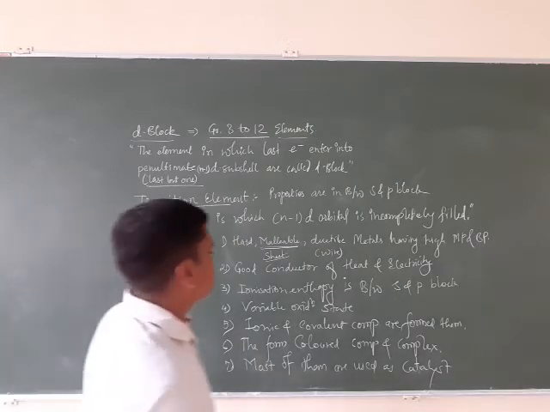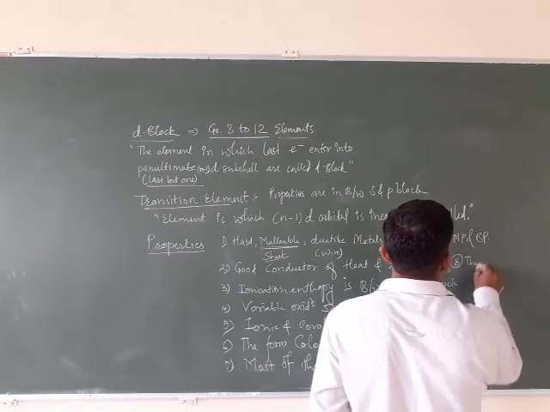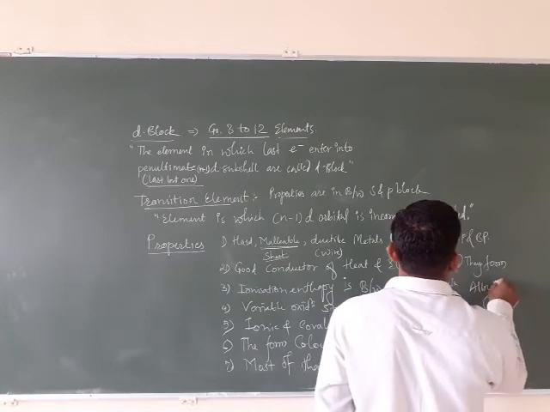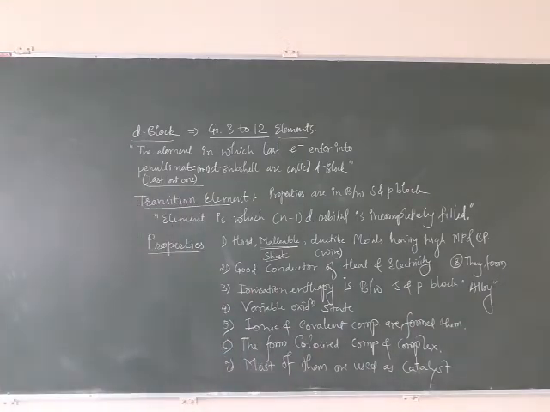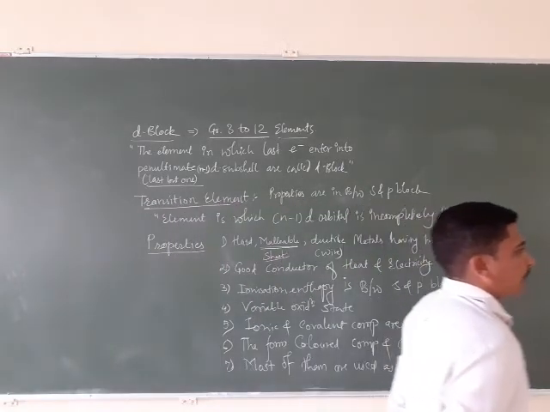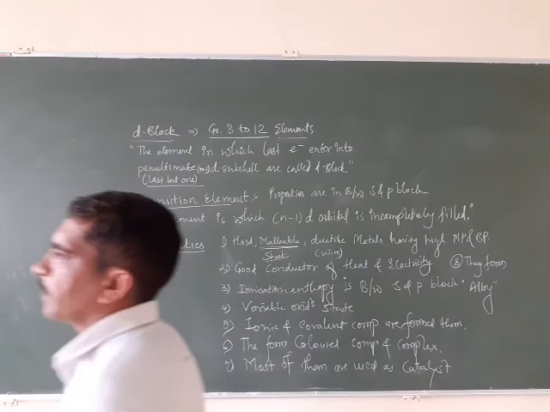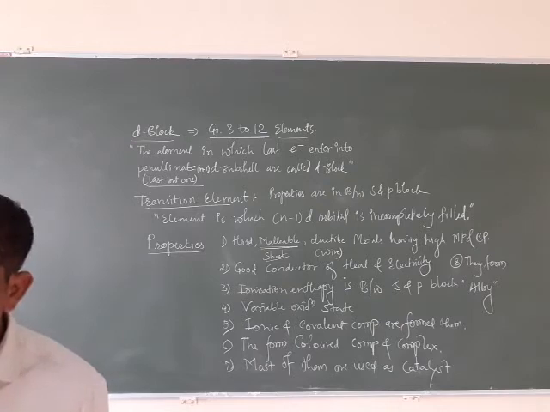And finally, the eighth one, they form alloys. What is an alloy? An alloy is a homogeneous solid solution of two or more metals. An alloy is prepared to increase the properties of a metal or of a particular substance. So these are some properties regarding the D block elements.